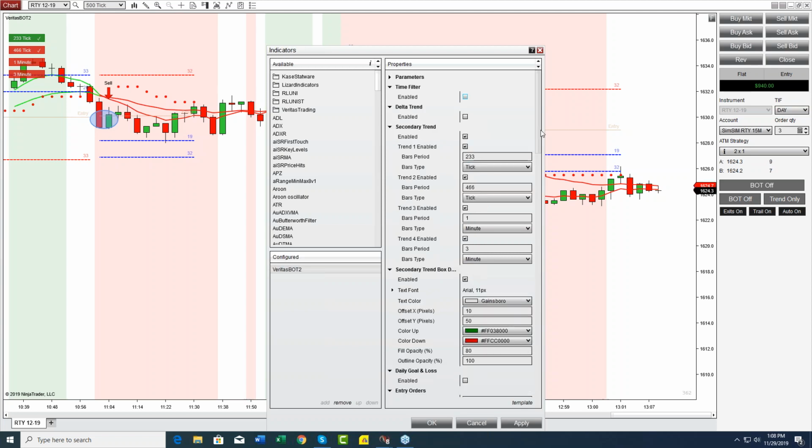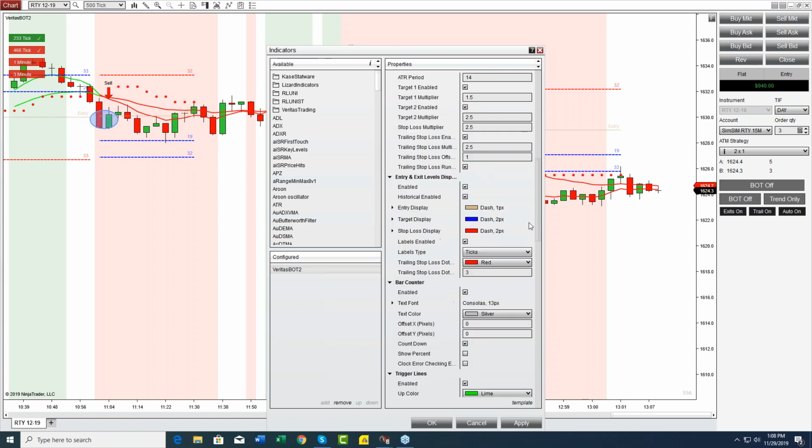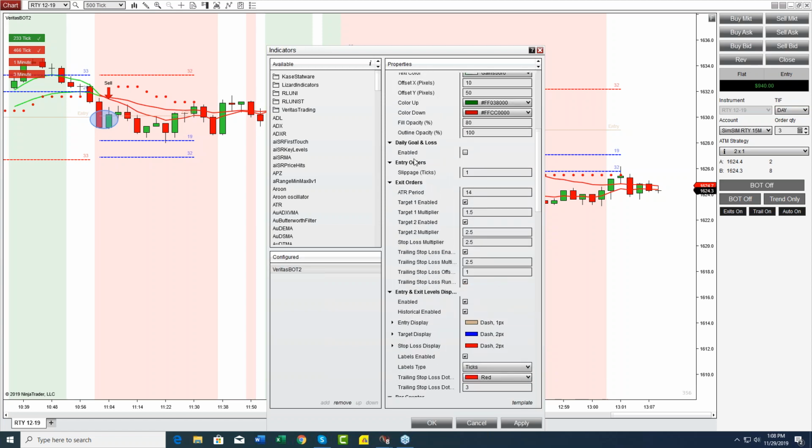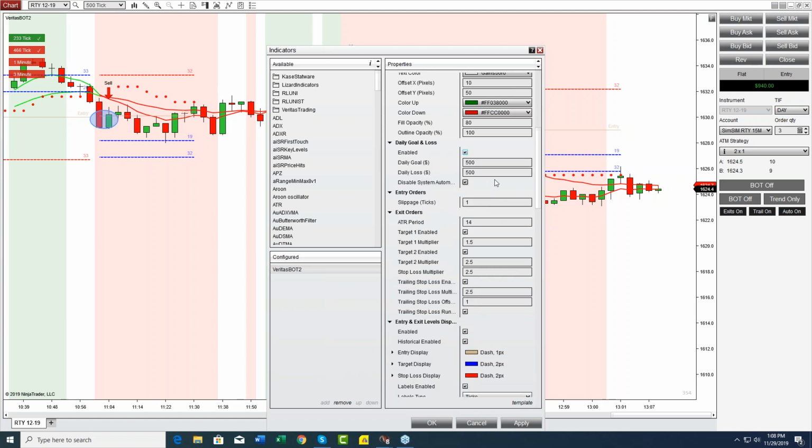There's another filter in there, guys, which is a daily goal filter. Right here. Daily goal and loss. So let's say your daily goal or daily loss is $500. When one of those numbers is hit, the bot will shut itself off. So it's effective cash management if you're running the bot completely unattended.